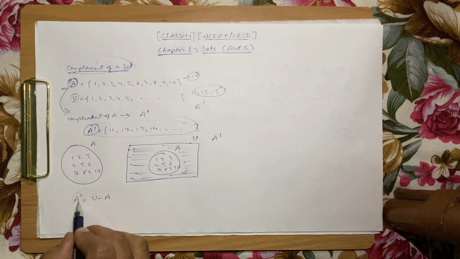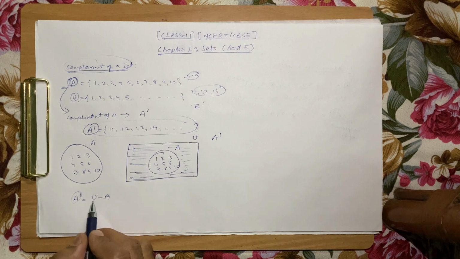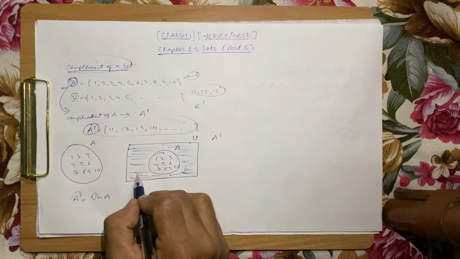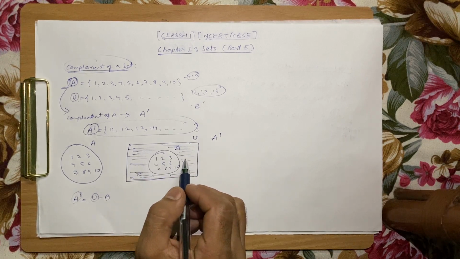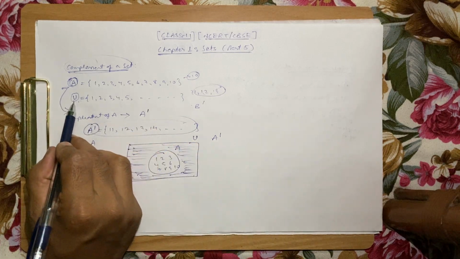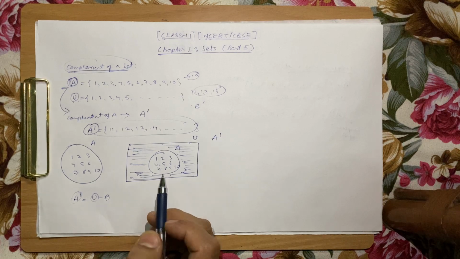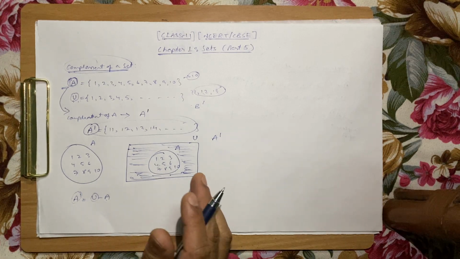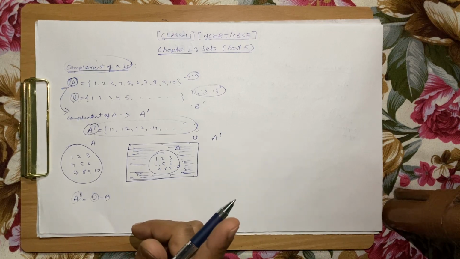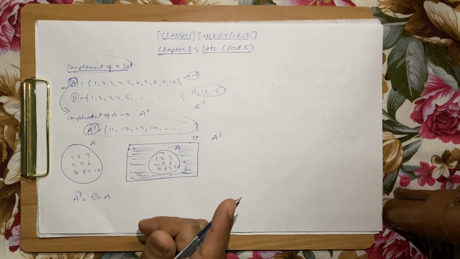A dash is a set of all elements that purely belong to U and not to the set A. So here I have told you that this is the region which is A dash, or the complement of A, meaning all the elements that lie in this region will purely belong to U, and not to the set A. This is the whole idea of the complement of a set. So always remember to think of a universal set whenever you need to find a complement.